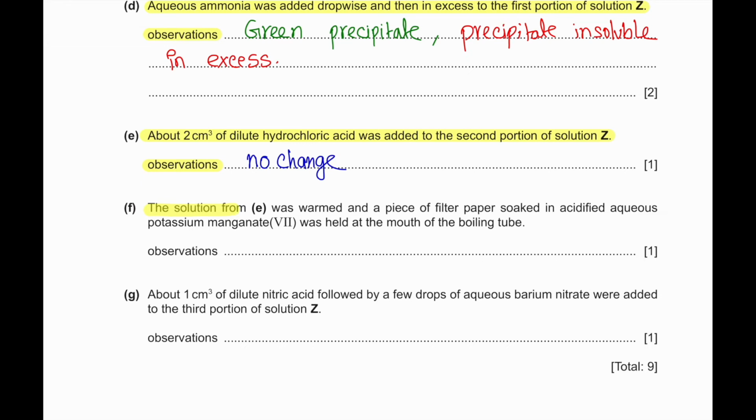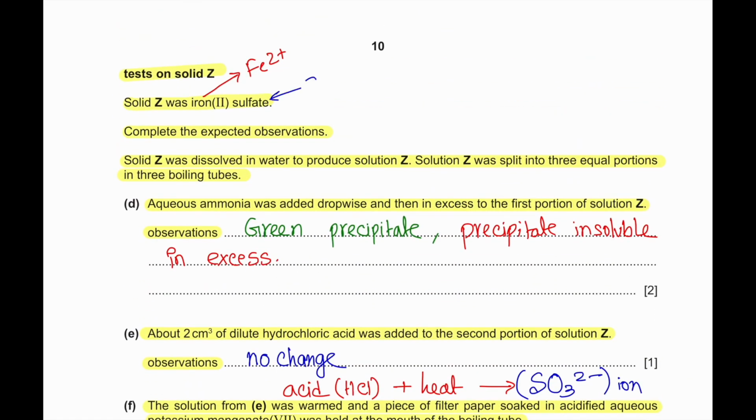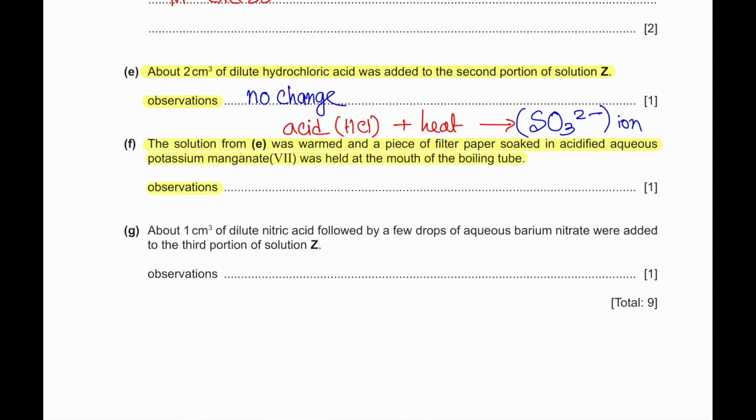Part F. The solution from E was warmed and a piece of filter paper soaked in acidified aqueous potassium permanganate was held at the mouth of the boiling tube. Observation. So addition of an acid such as HCl followed by heat is basically a classic test for sulfite, SO3 2- ion. However, we know that it's iron sulfate, which is SO4 2-, and thereby would not test positive. So we will see no change.